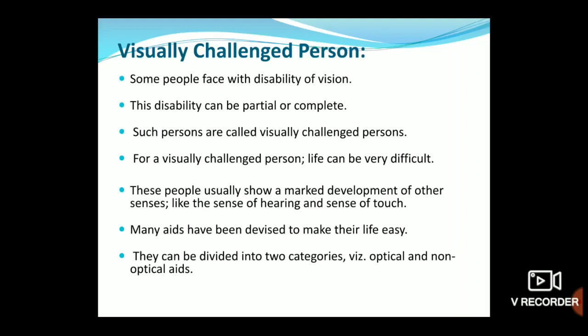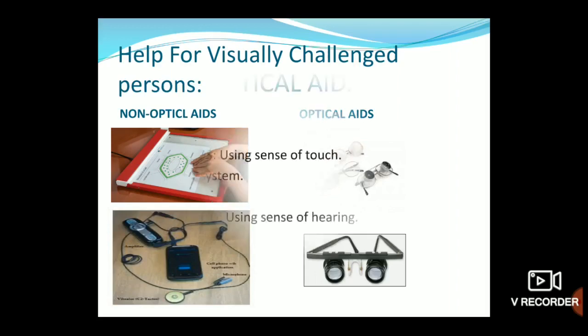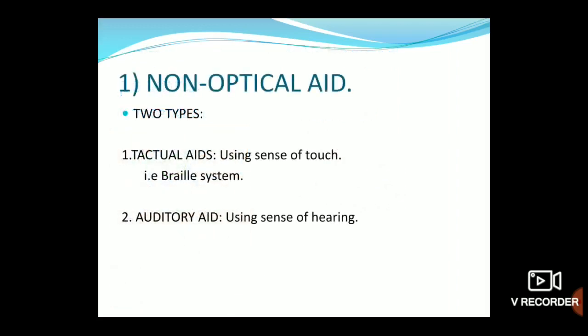They can be divided into two categories, called optical aids and non-optical aids. Near the non-optical aids you can see a child touching the paper, and you can see a phone with headphones. And in the optical aids, some glasses and a telescope have been shown. So then what is meant by non-optical aid? Non-optical aids often include textual aid and also auditory aid.